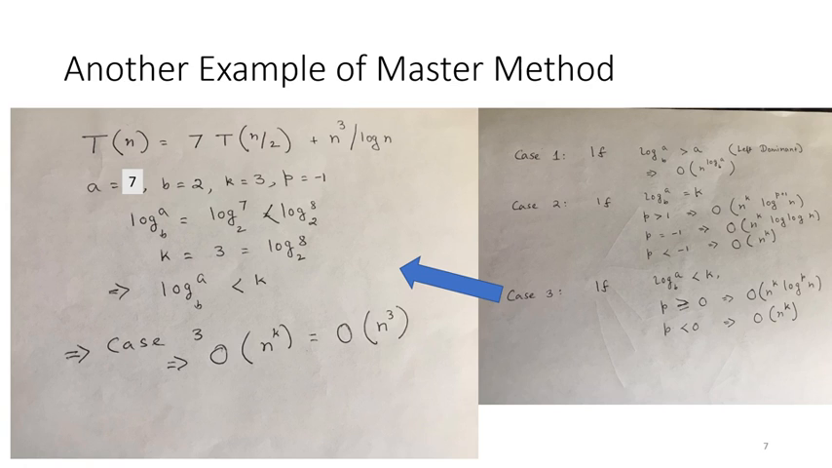So then we can find log base 2 of 7 is less than log base 2 of 8. It's just a mathematical trick. So we can conclude here that log base b of a is less than k. That means we have case 3. And with p equals -1, it goes to case 3, second case, which is O(n^k). So the complexity should be O(n^3) in this case.